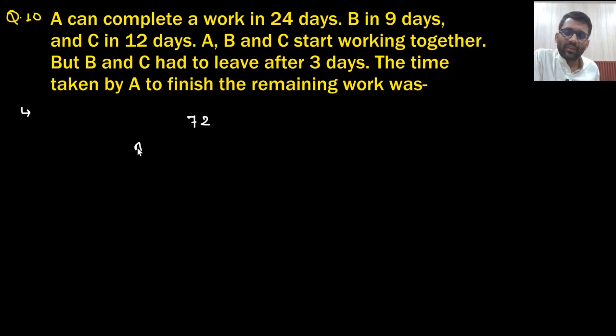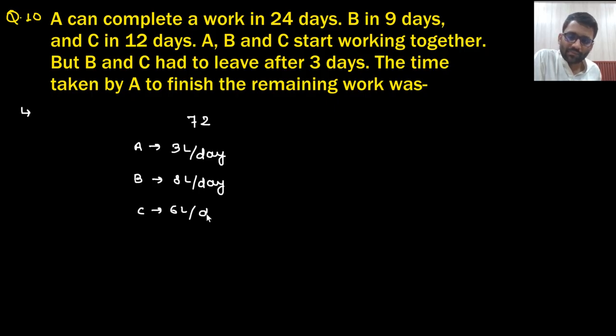So A can complete the work in 24 days, that means 3 laddu per day. B in 9 days, 8 laddu per day. C in 12 days, 6 laddu per day. A, B and C start working together: 8 plus 3, 11 plus 6, 17 laddu per day.